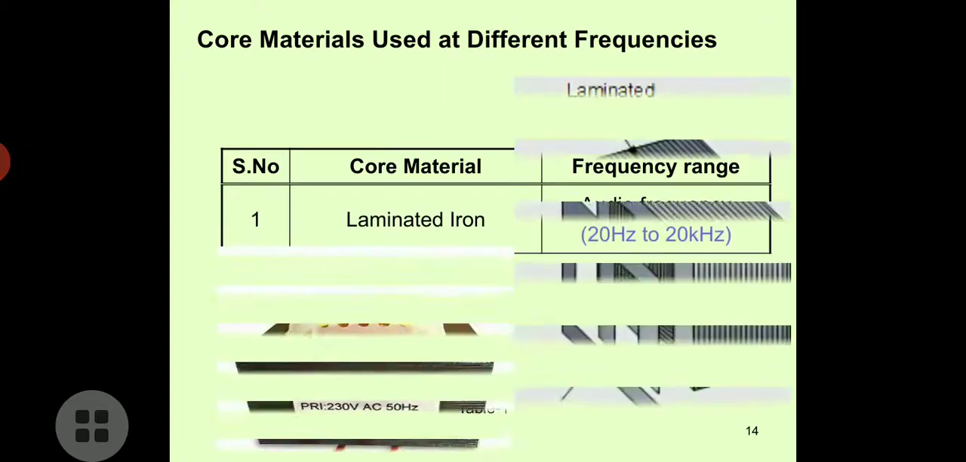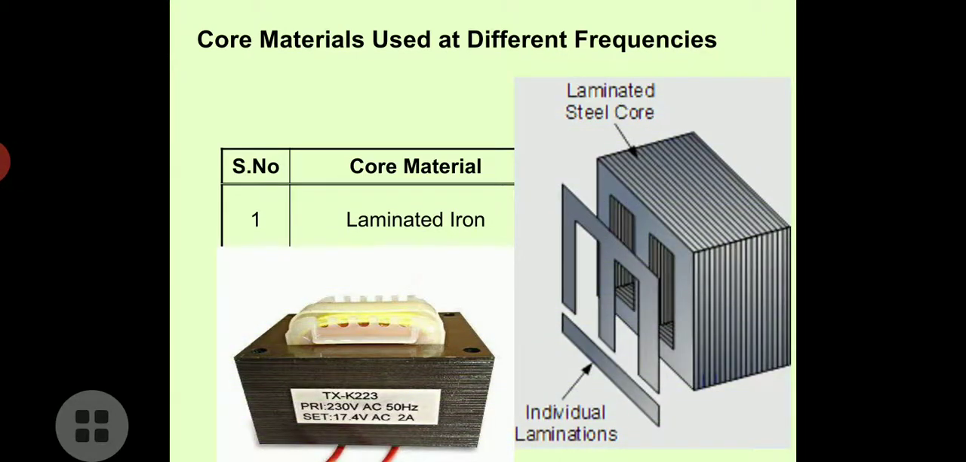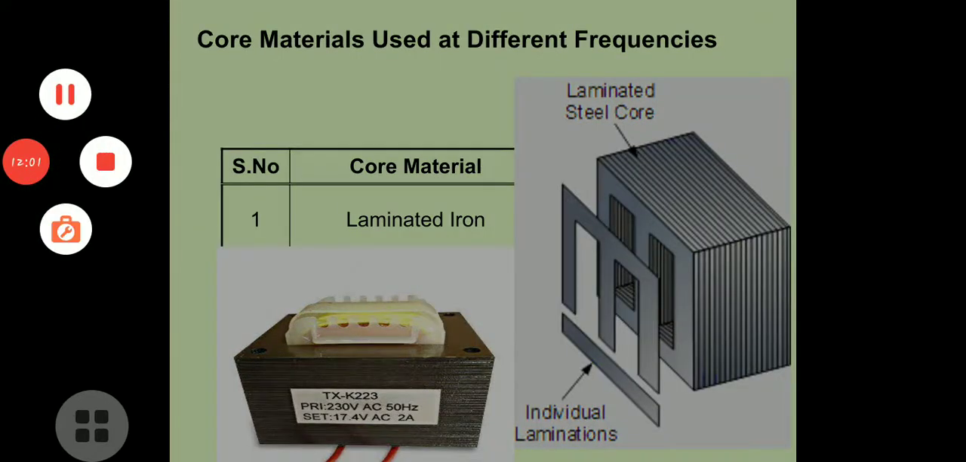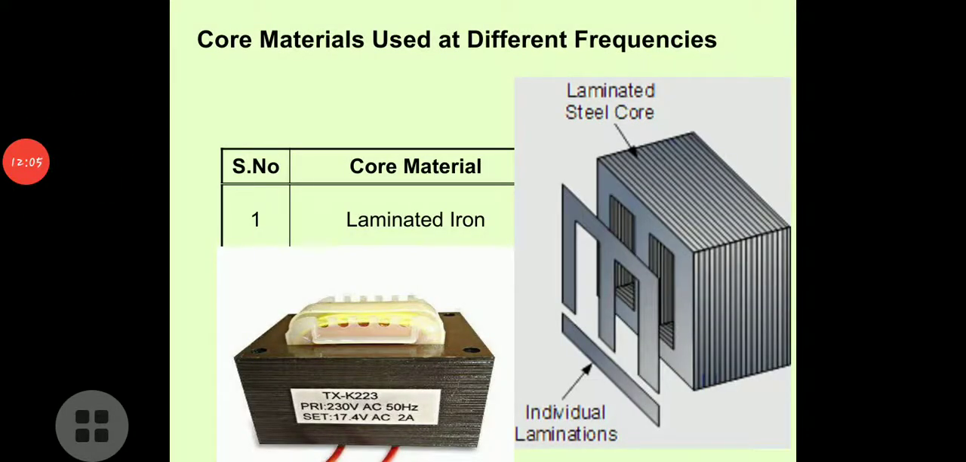The laminated iron will be like this. You can see that is E and I. The wire is wound on the bobbin and then this core is linked on. On the left side, you can see a transformer rated at 17.4 volts AC and 2 amps of current, working at 50 hertz. This is most of the time the audio frequency range, and this is actually a power transformer. This is how it looks like in real life. Let us see the next one.